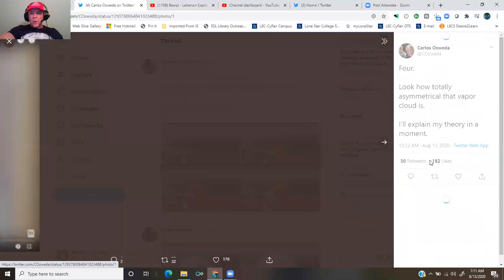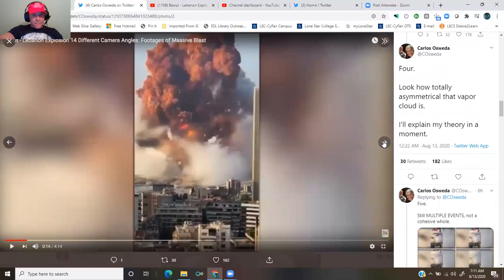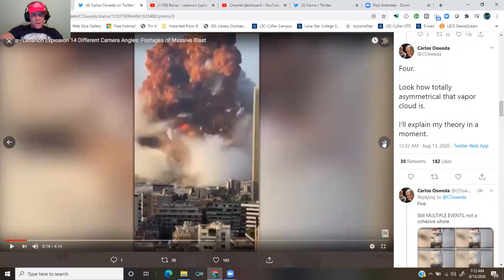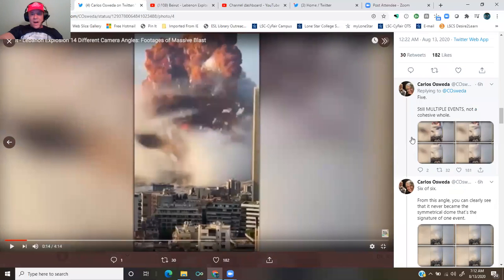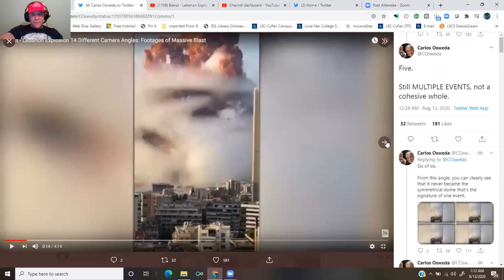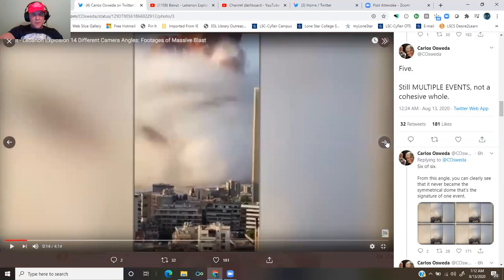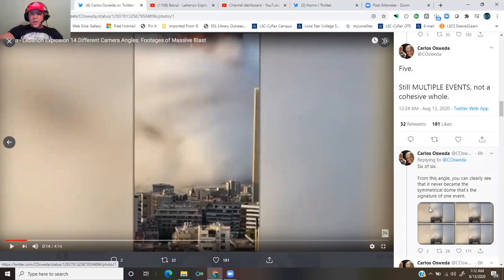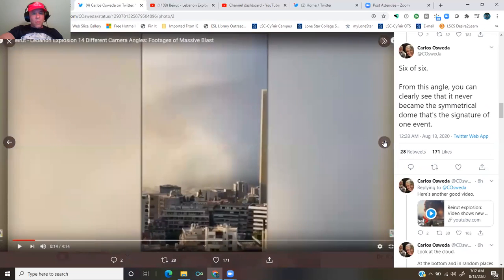Four, look how totally asymmetrical that vapor cloud is. I'll explain my theory in a moment. All right, let's look at this vapor cloud. Oh ho ho. Five, still multiple events, not a cohesive whole. Look at it form, look at it form, look at it form. Six of six. From this angle, you can clearly see that it never became the symmetrical dome that's the signature of one event.